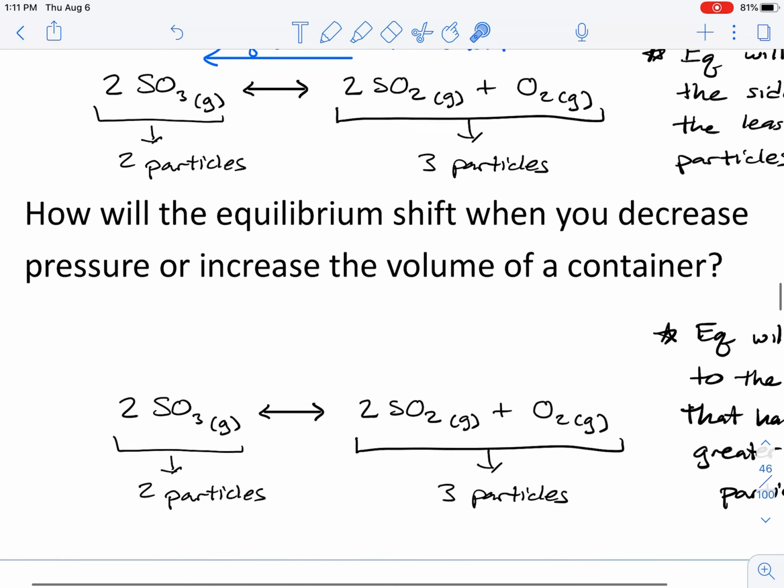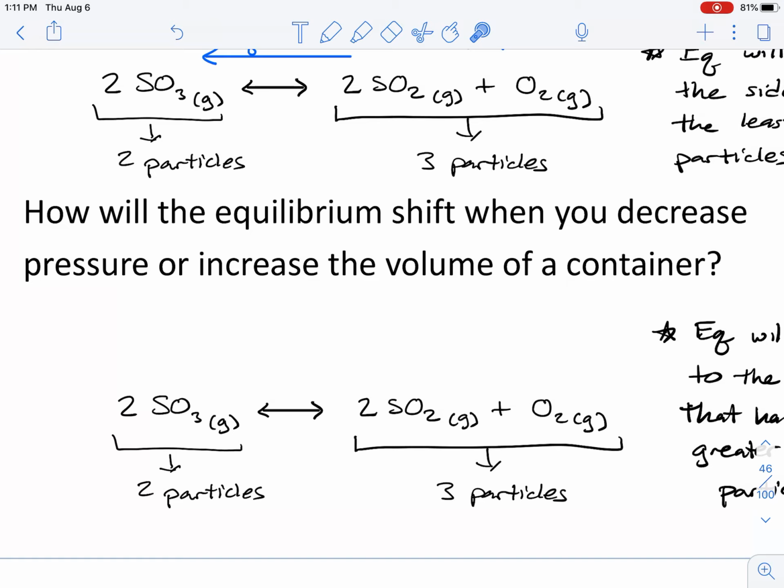All right, let's take a look at another scenario using the same chemical equation. How will the equilibrium shift when there is a decrease in pressure or an increase in volume of the container? Imagine that you have a balloon and a chemical equilibrium has been reached when you squish the balloon. Now you're going to increase the volume of the balloon and decrease the pressure by letting the balloon go. When you let the balloon go, it's going to go back to its original shape, thereby increasing the volume. And when you increase the volume, you decrease the pressure.